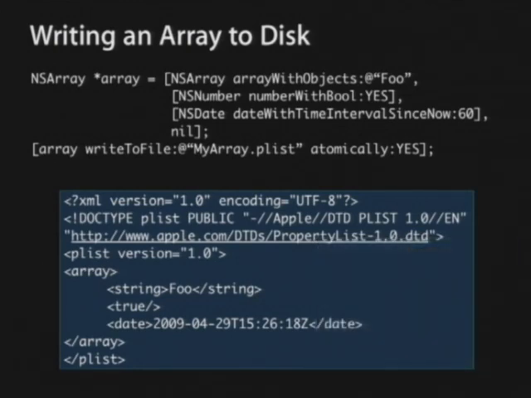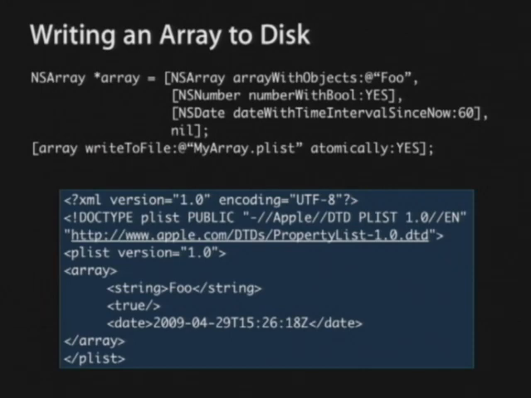And what you'll actually end up with on disk, if it's using the XML format, is this file. It's the XML that you probably know and love. Lots of brackets, very verbose. And you can see in here, we've got this array, and then within that array, we've got the three objects: strings, numbers, dates. It's all pretty human readable and great for debugging if you're just trying to figure out what's going on in your application.